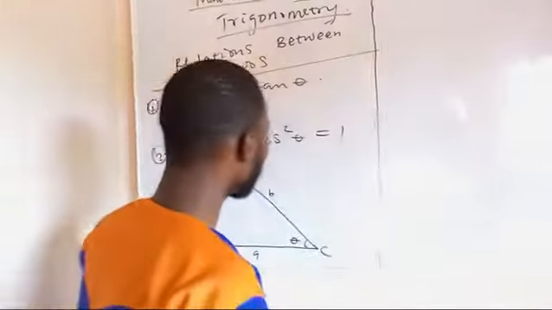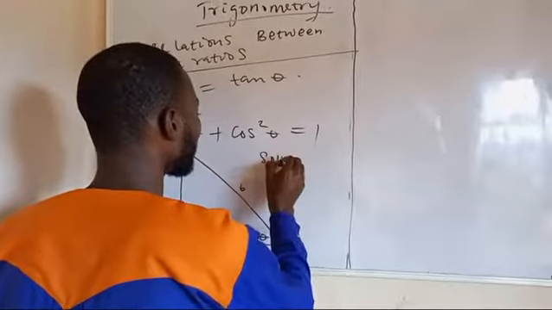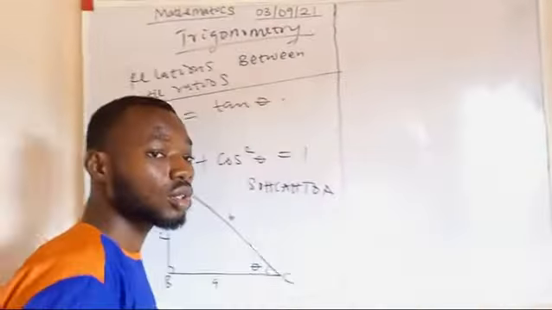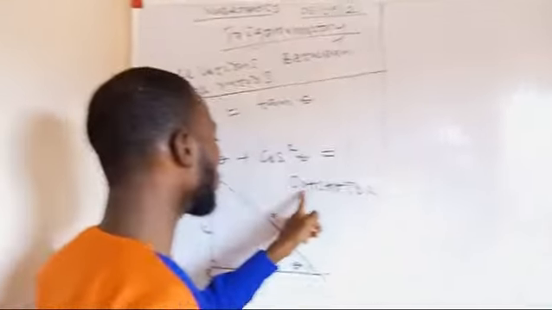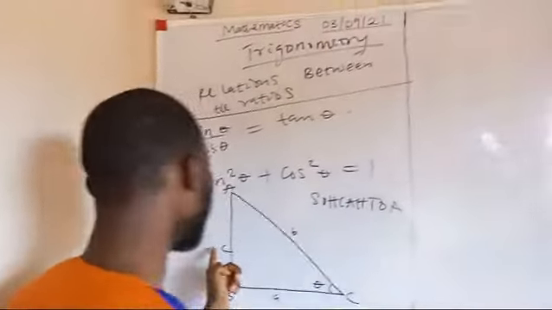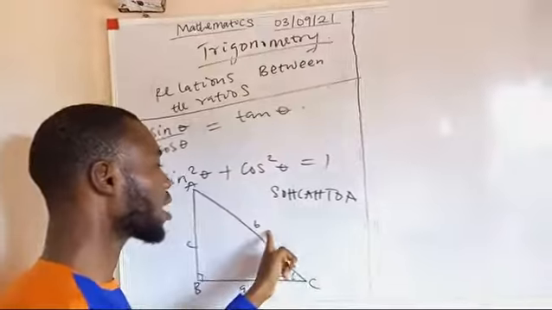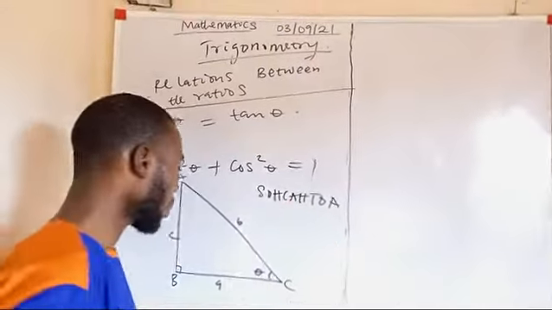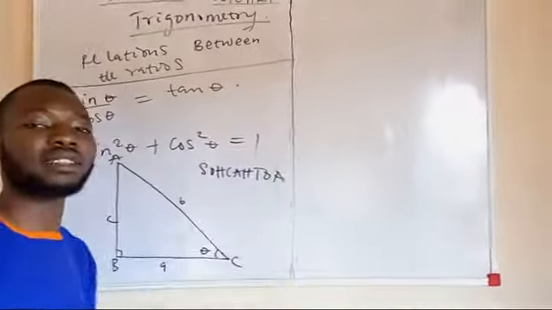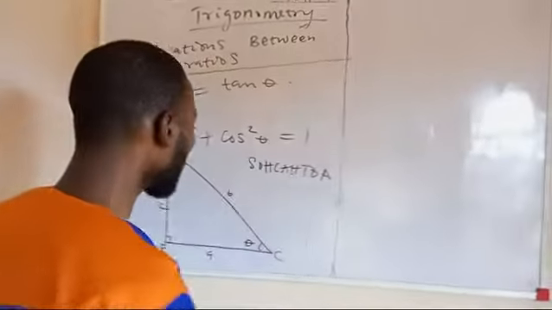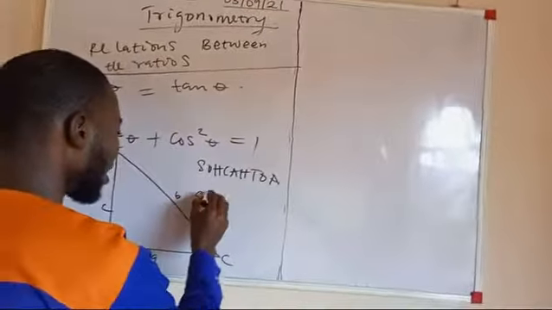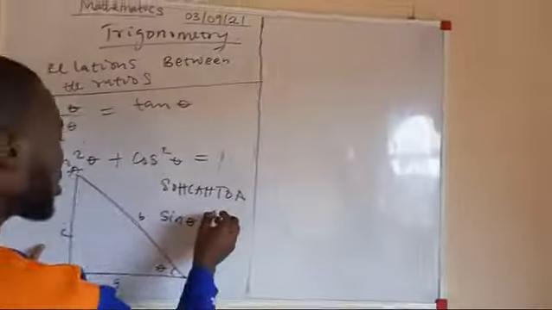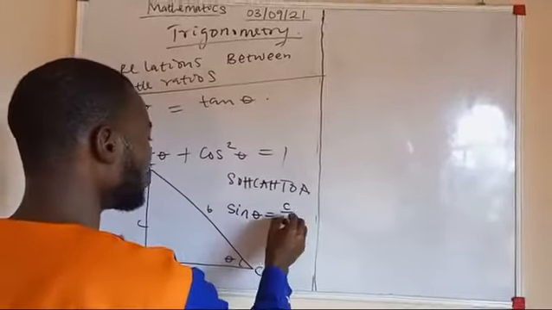Remember, from SOHCAHTOA, you have to note that sine is opposite over hypotenuse, and this is opposite, and here is hypotenuse. Cos is adjacent over hypotenuse, and tan is opposite over adjacent. From here we'll now be having that sin theta is equal to opposite, which is C, divided by B.